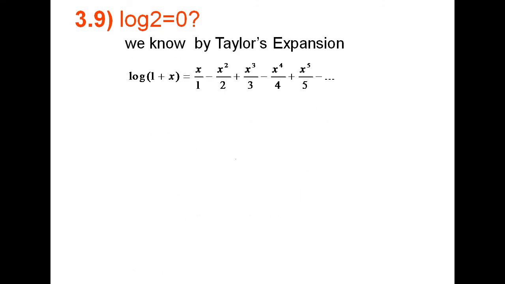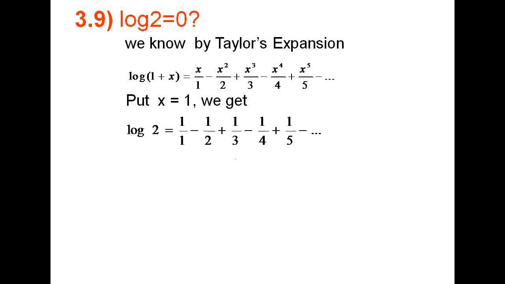Now we'll prove log 2 is equal to 0. Actually log 1 is equal to 0, but here we have to prove log 2 is equal to 0. Now we know this Taylor's expansion: log of 1 plus x is equal to x divided by 1 minus x squared divided by 2 plus x cubed divided by 3 and so on. Now we'll put x is equal to 1, then we'll get log 2.